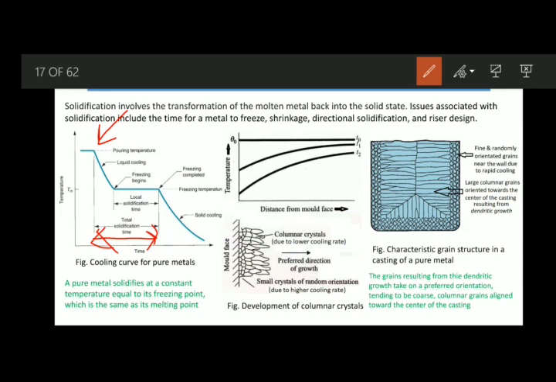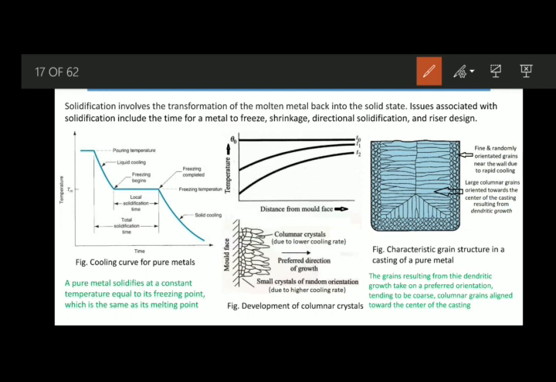Once the solidification, or the freezing, is completed, after that once again the casting product will cool down. There will be a definite slope, and this is known as the solid cooling. I hope all of you have understood this, and this is known as the cooling curve for a pure metal.